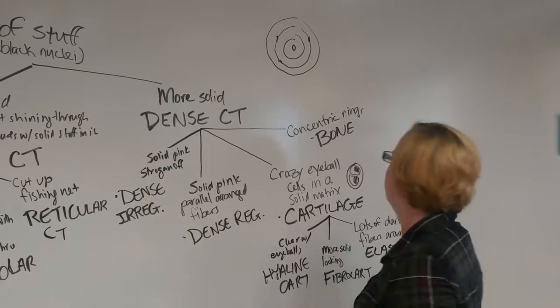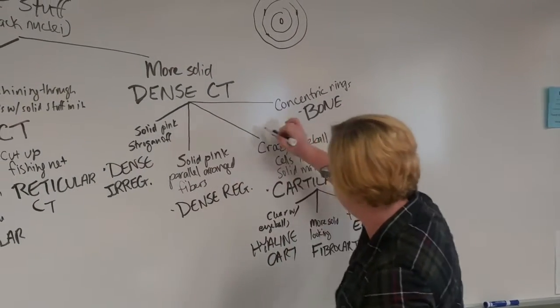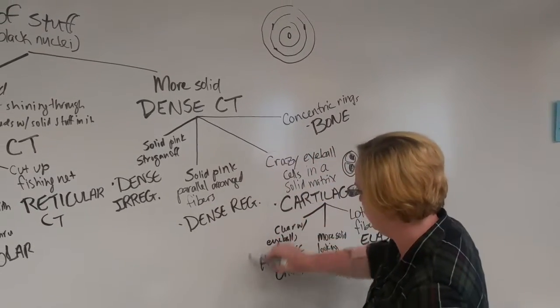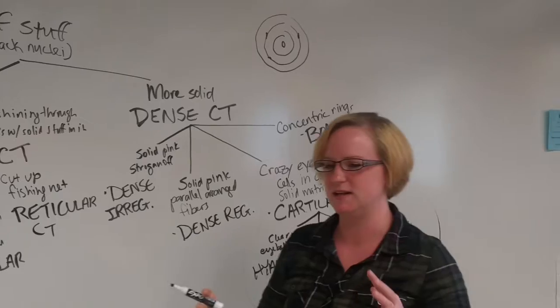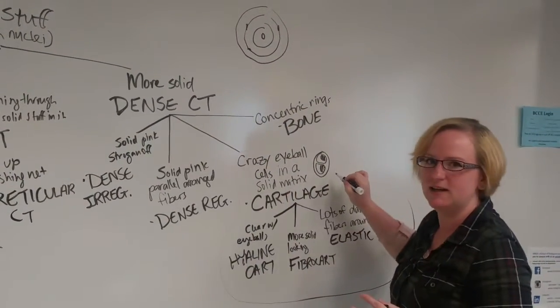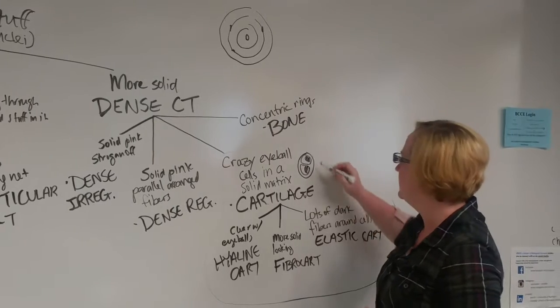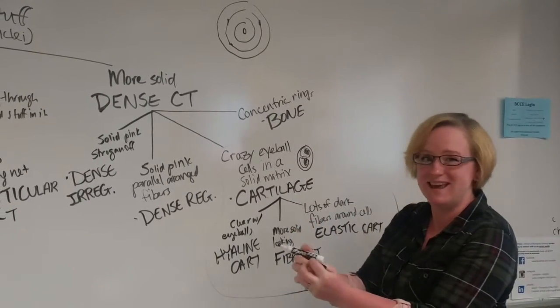So that one's easy. The other thing that you could possibly see are different kinds of cartilage. So that's these guys here. Cartilage doesn't necessarily look super solid, but you can tell it's definitely some kind of solid matrix that has these crazy shaped cells in it that are called chondrocytes. So they kind of look like crazy eyeballs or like two cells stuck together.